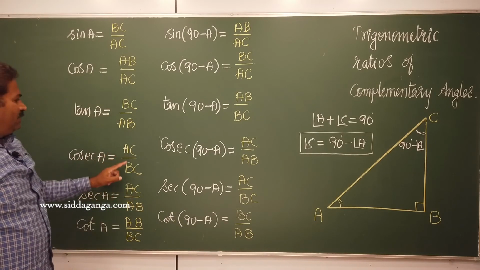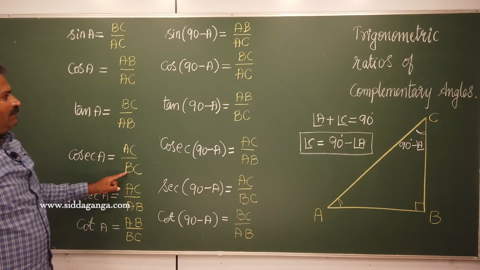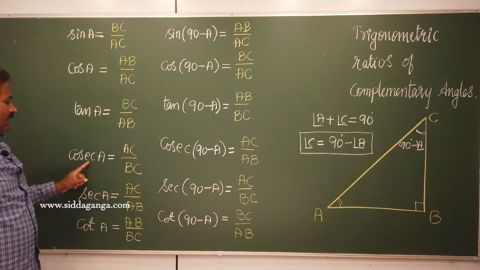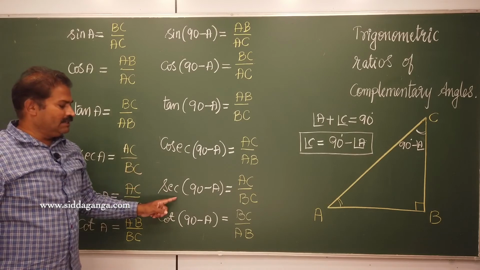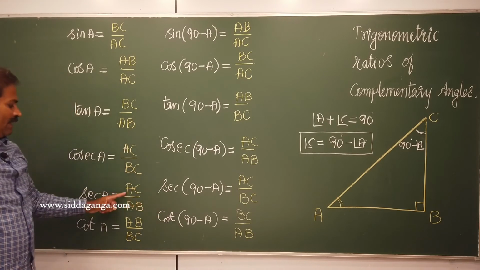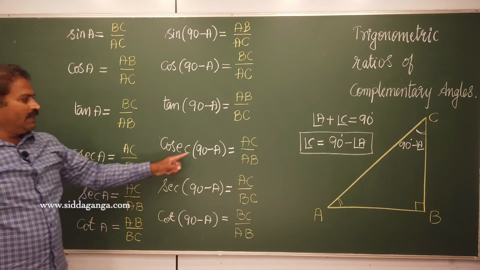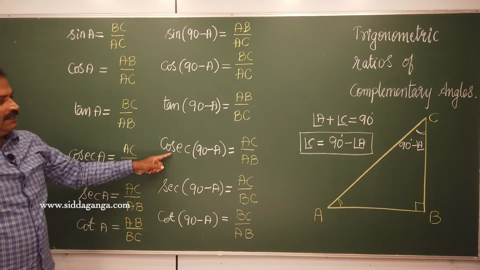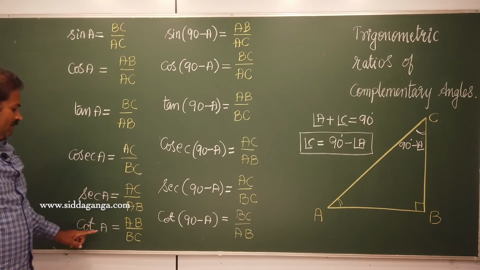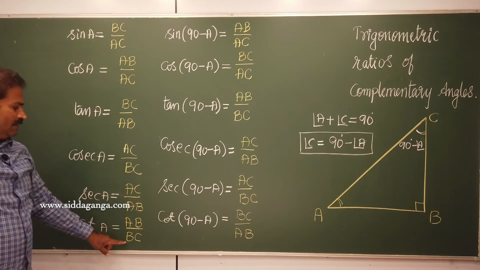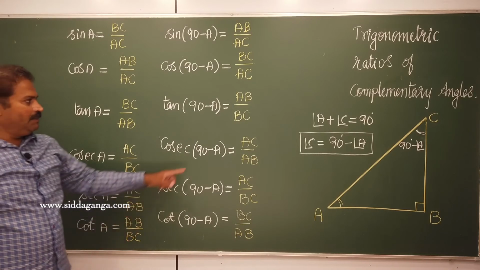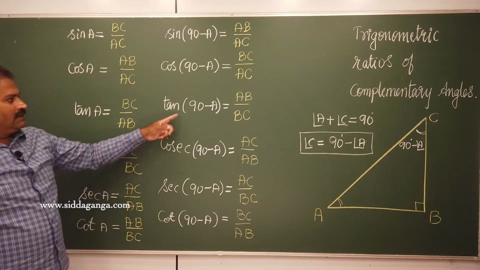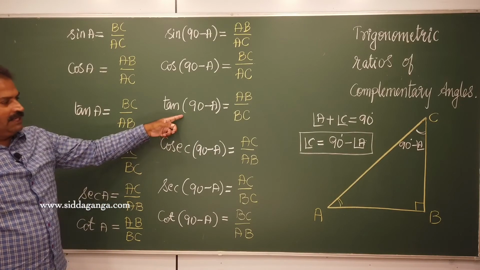And you have AC by BC here. And where is AC by BC? AC by BC is here. So you can relate cosecant A is equal to secant(90 minus A). And you have AC by AB here. You can relate these two: secant A is equal to cosecant(90 minus A). And for the last one, AB by BC. Where is AB by BC? AB by BC is here. So you can relate cot A is equal to tan(90 minus A).